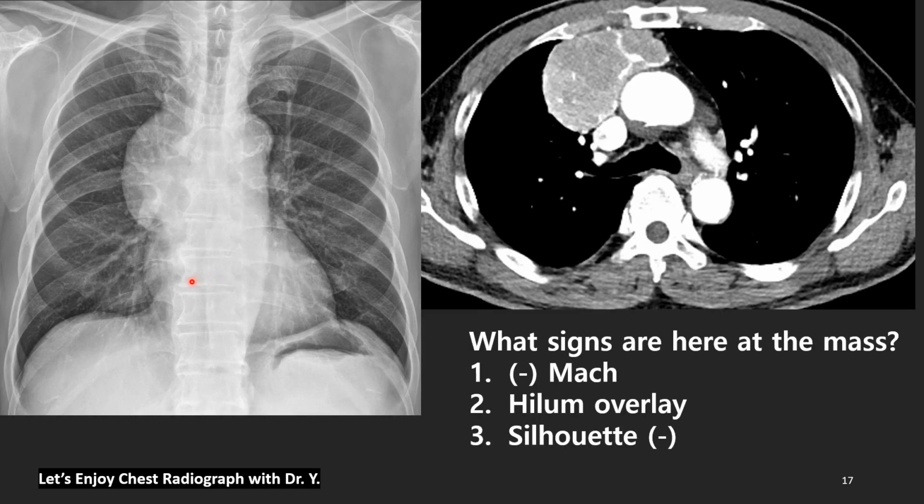Let's enjoy this chest radiograph. What kind of lesion do we see? Yes, anterior mediastinal tumor. What kind of signs do we see? At least 3 signs are here. Yes, negative Mach band and hilum overlay sign, and third, silhouette sign. I'll talk about the hilum overlay and silhouette signs later. The CT shows clearly the anterior mediastinal tumor here.